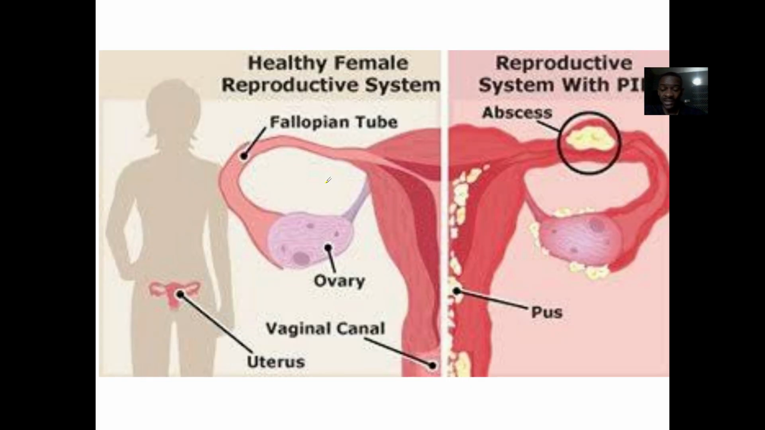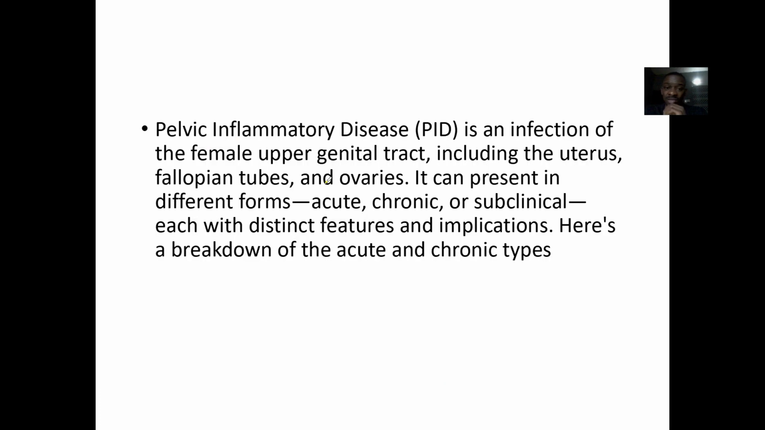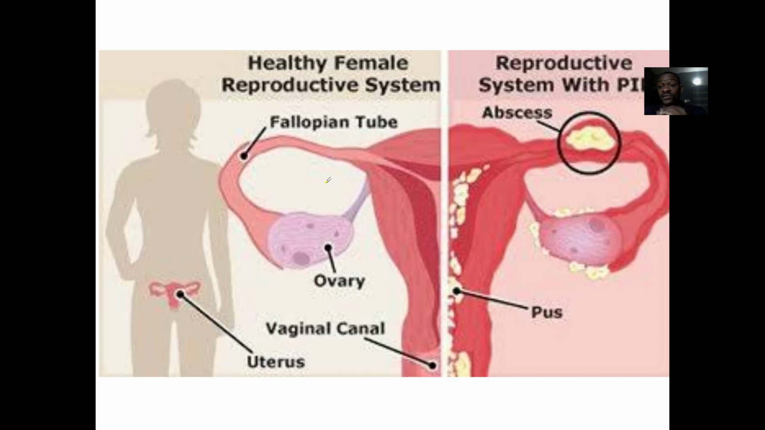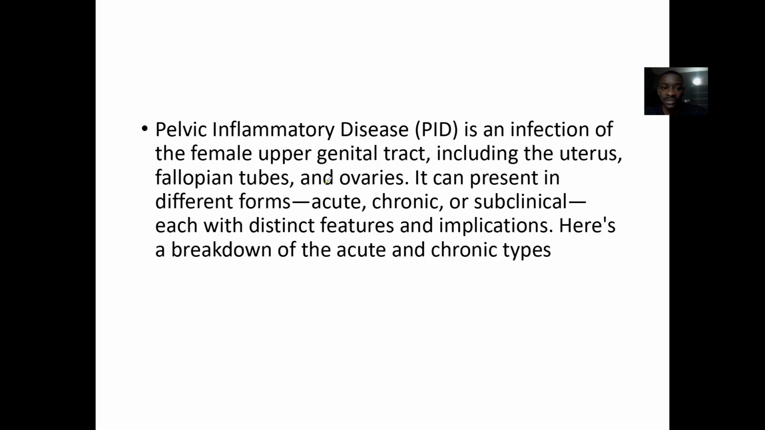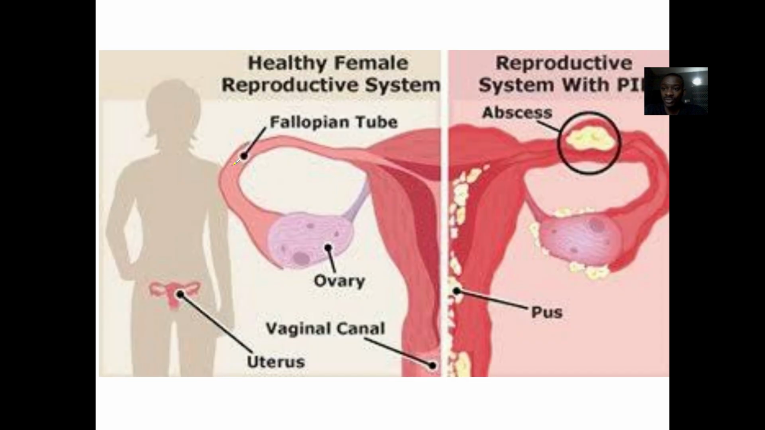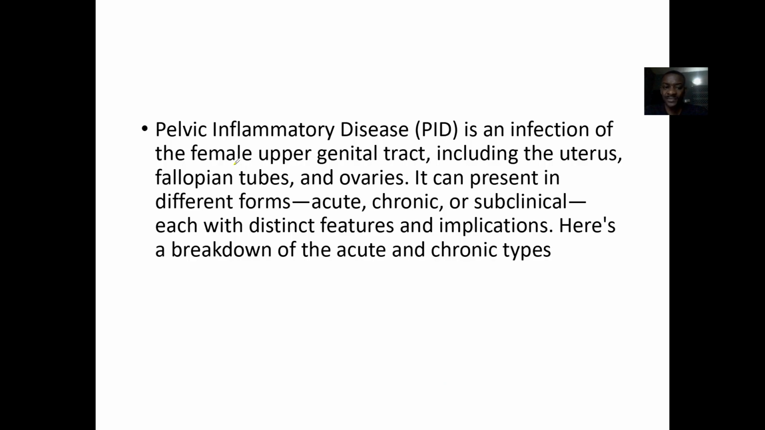So acute, anytime you hear acute, of course the thing is happening so quick. While if you hear chronic, it actually took time for it to come in. So for acute and chronic pelvic disease, first of all, you should know that pelvic inflammatory disease is an inflammation. It's an infection of the female upper genital tract. So you have several structures being inflamed, like the uterus, the fallopian tubes, the ovaries. So it can present in different forms. Acute, happening so quick. Chronic, it took some time.